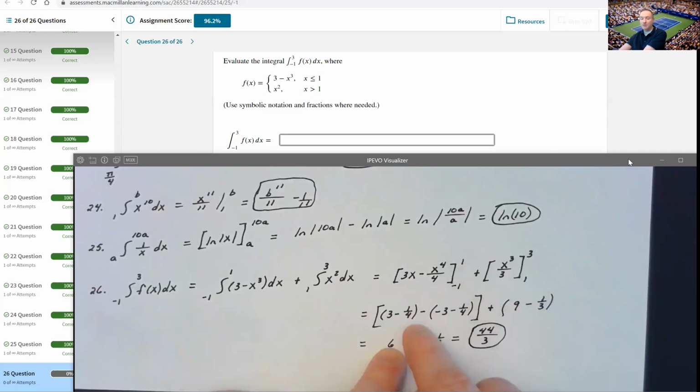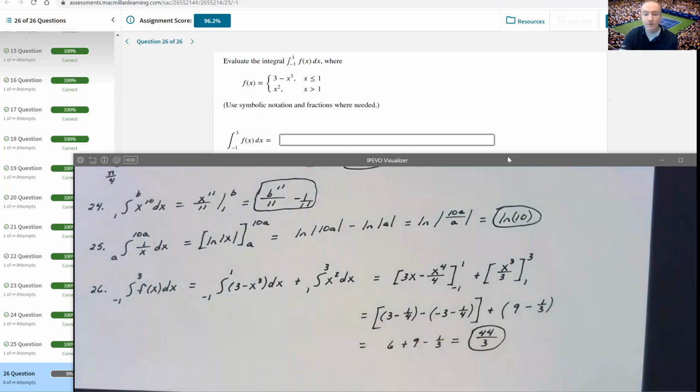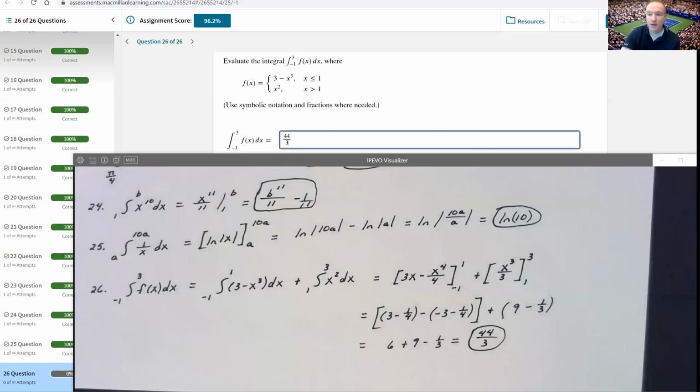Then the fractions, two of the fractions cancel. You'll have a -1/4 plus 1/4. I can cancel those. I'll have 15 minus 1/3. That's 45 over 3 minus 1 over 3 for 44 over 3. Final answer. Check that answer.